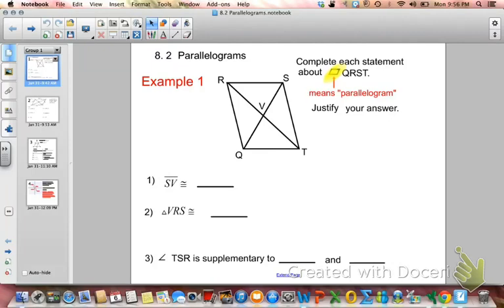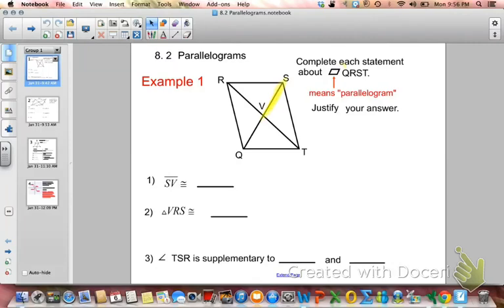Whenever you see that and you see it in front of those 4 capital letters, you know that they're referring to a parallelogram, and so you can use the properties of parallelograms to solve problems and answer questions. The first question that they want us to find here is, what is the length of SV?